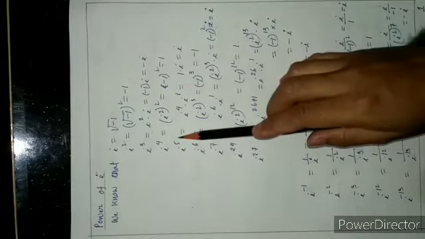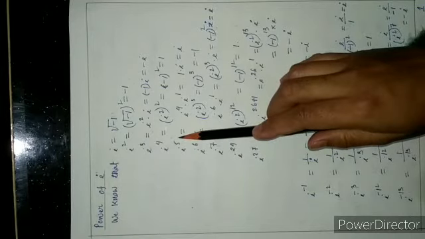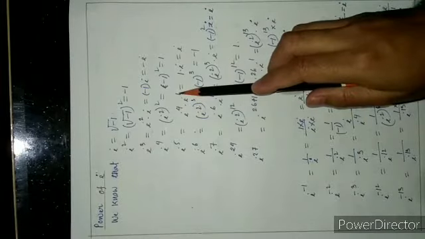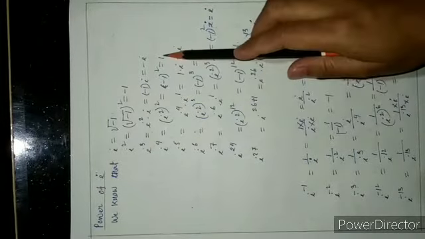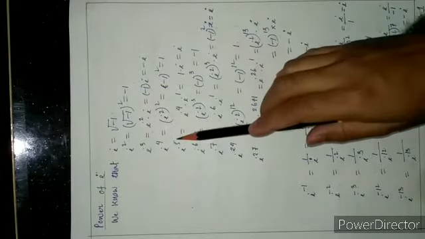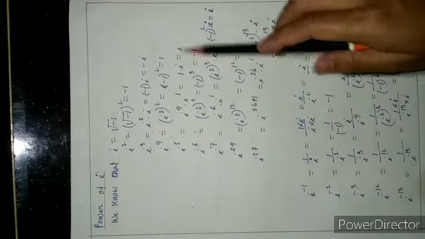Then i to the power 5. i to the power 5 can be written as i to the power 4 into i to the power 1. Since i to the power 4 is equal to 1, 1 into i is equal to i. So i to the power 5 is reduced to i.